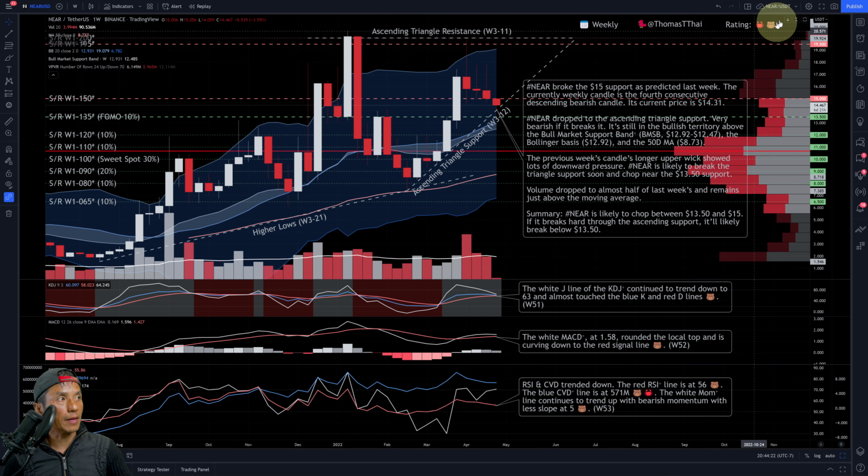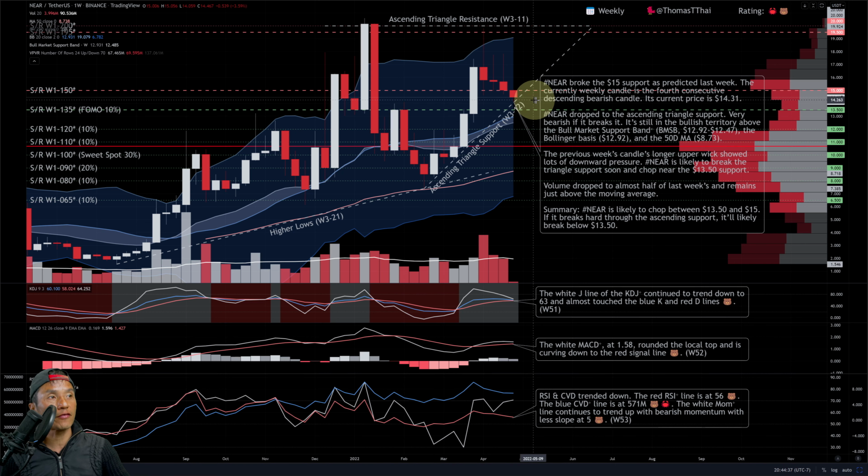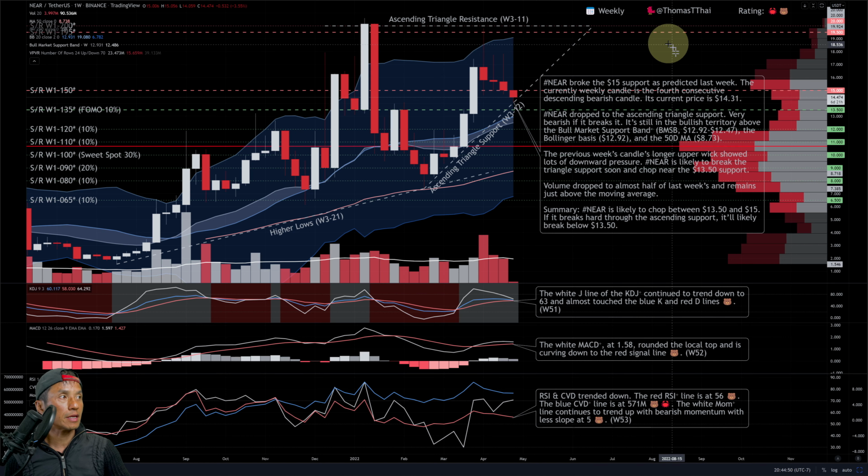So let's take a look at the TradingView weekly chart here. You can see NEAR. Let's start with what I said last week first. Last week, I said that NEAR protocol would likely break the $15 support. This is the red line here. It has a better chance of breaking that than going back up to this resistance up here, which is around $19.50 or so. And it did do that.